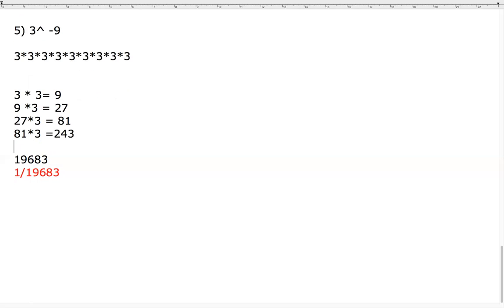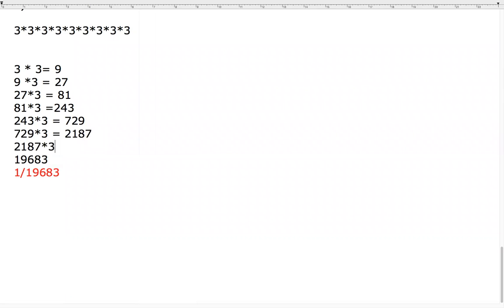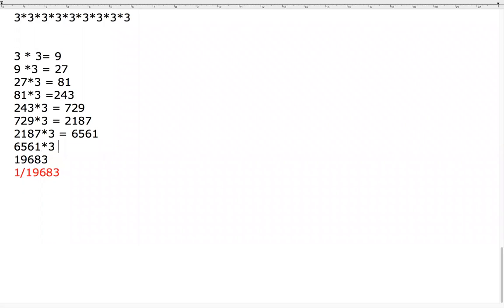So 243 into 3 will be 729. 729 into 3 is going to be 2187. 2187 into 3 is going to be 6561. 6561 into 3 is going to be 19683. So that is 9 times.